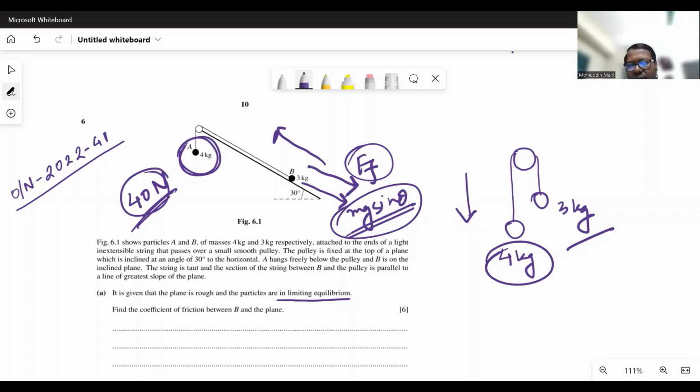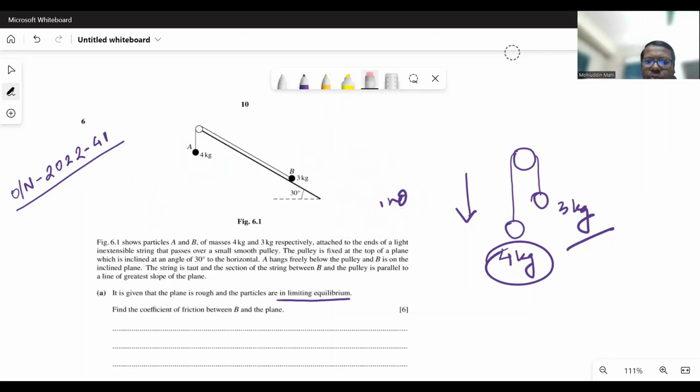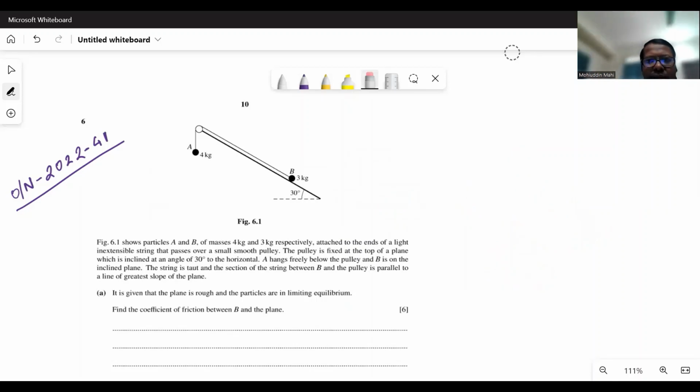So that is very important. You need to find out the direction of the limiting equilibrium. All right, so now the question will be comparatively easier. Now let's at first draw all the forces that are acting. I mean, we didn't include the tension force. We also need to include the tension force here. So let's identify the forces. Then we will find the corresponding equations and solve the question.